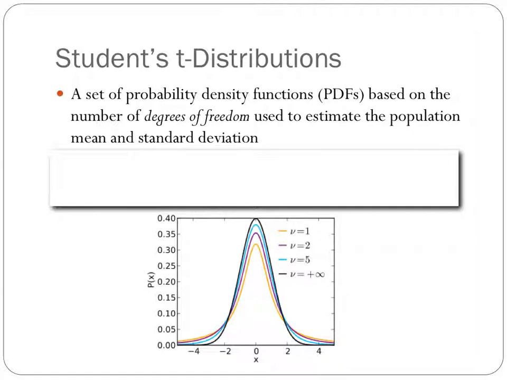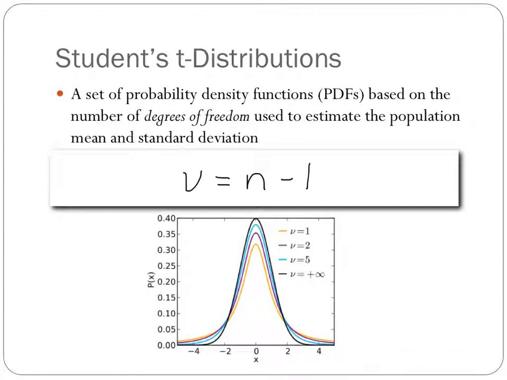Each probability density function has a different shape depending upon this parameter, which is called the number of degrees of freedom. The number of degrees of freedom is based upon the number of samples that were used to estimate the population mean and the population standard deviation. This relationship is that nu, which is the symbol for the number of degrees of freedom in the system, is equal to the number of samples that are used to estimate the population mean and standard deviation minus 1.